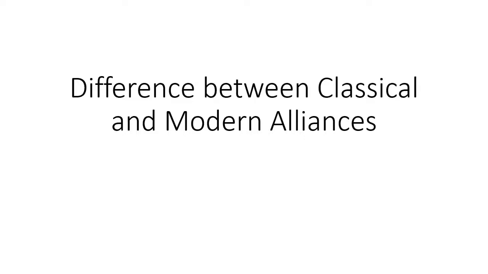Modern alliances are different from the classical alliances, although alliances were made in ancient times as well, and different states are making alliances in modern time. But there is a difference between the alliances which were made in previous times, in ancient times, and the alliances which have currently come into being. So today we are going to discuss some major differences between the classical alliances and the modern alliances.